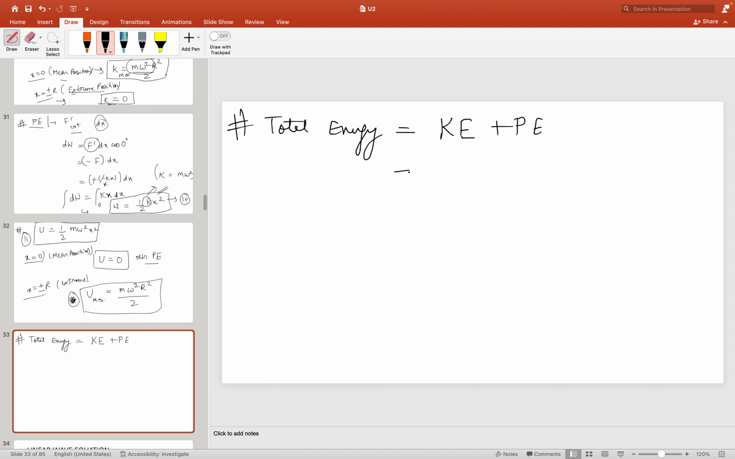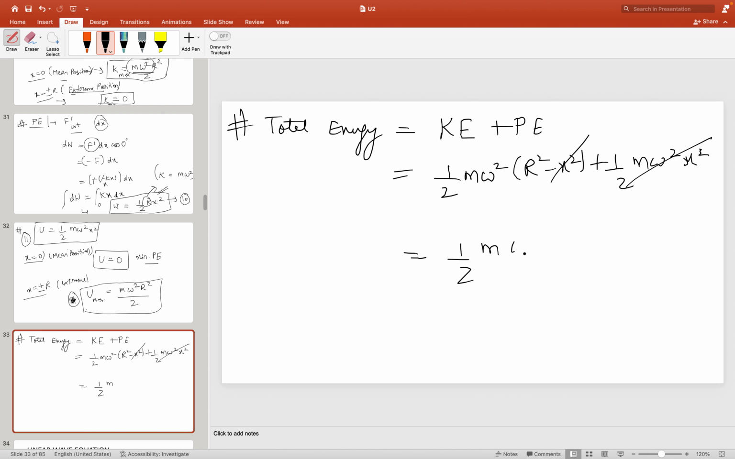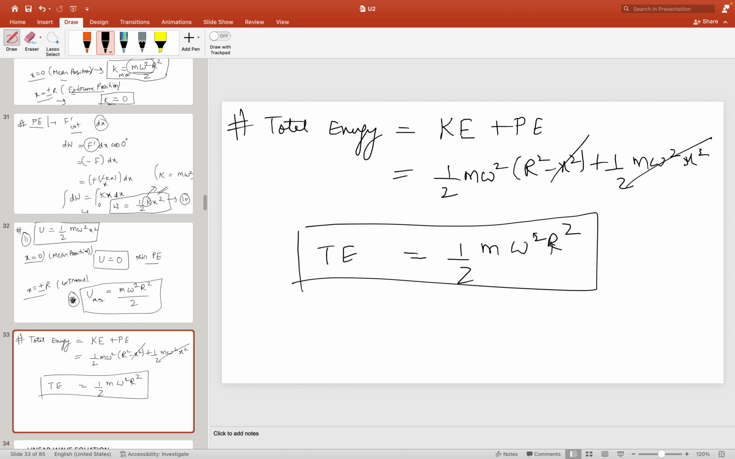Yes. So it will be equal to half m omega square (r square minus x square) plus half m omega square x square. This term will get cancelled out with this term. One is negative, one is positive, so we are left with the constant value, half m omega square r square. This is total energy. Total energy is constant. It is independent of the displacement produced. So this is equation number 12.